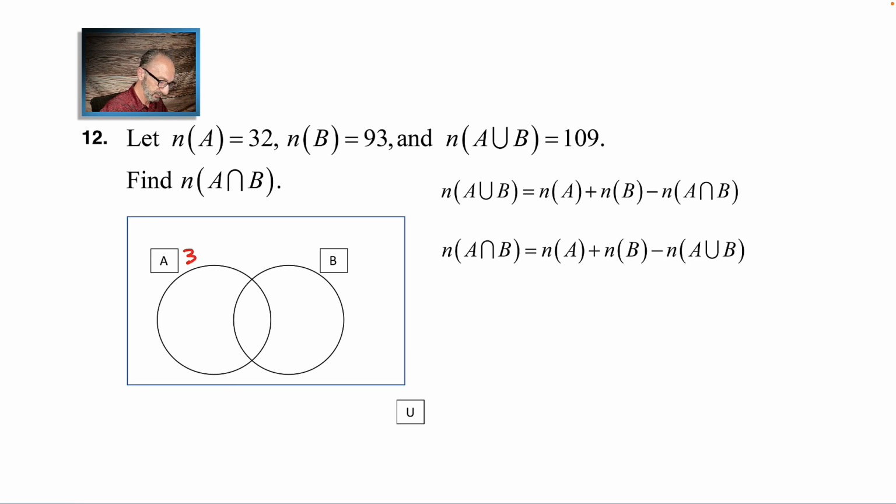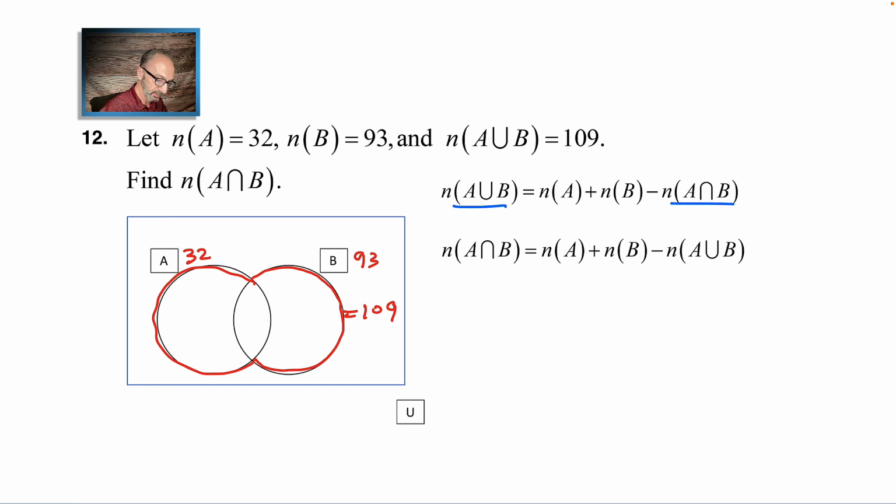32 should be up here for the whole circle, and 93 should be up here for the other circle titled B. The union is 109, and that is the union. The union is the two sets combined without repeating the intersection. That should be 109.